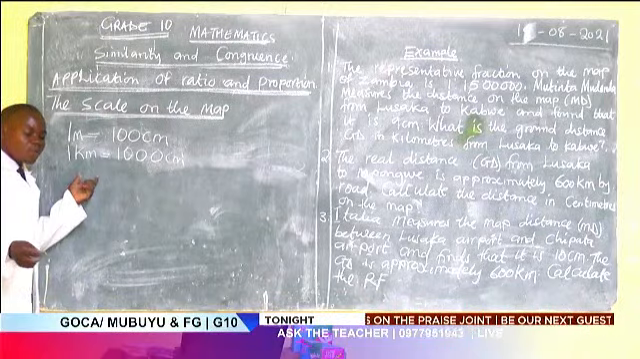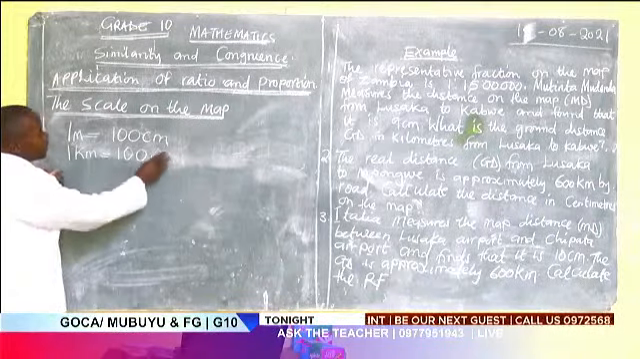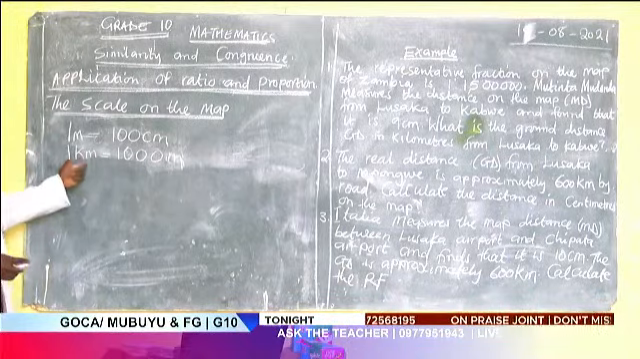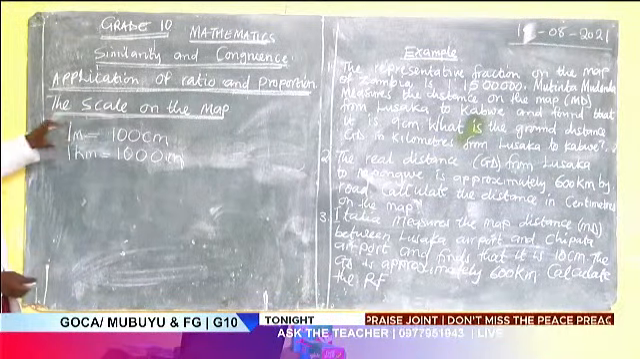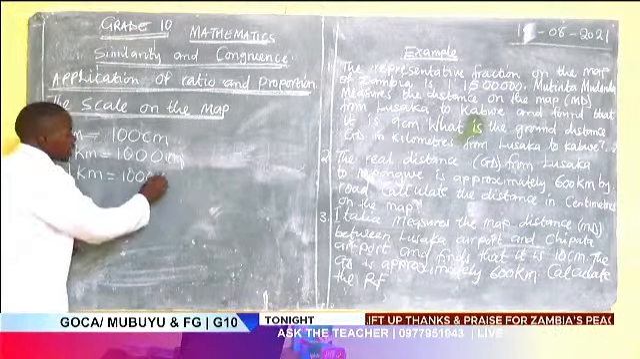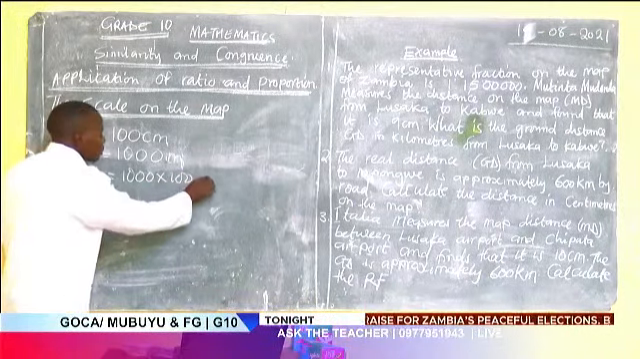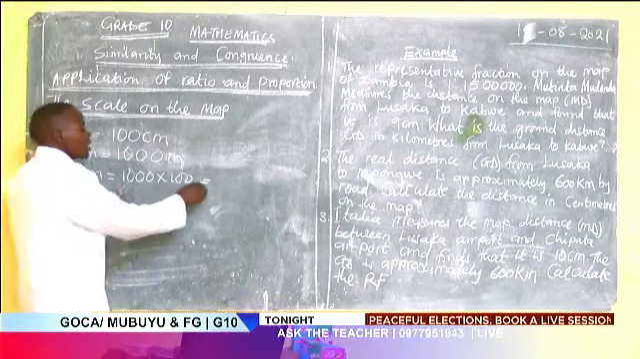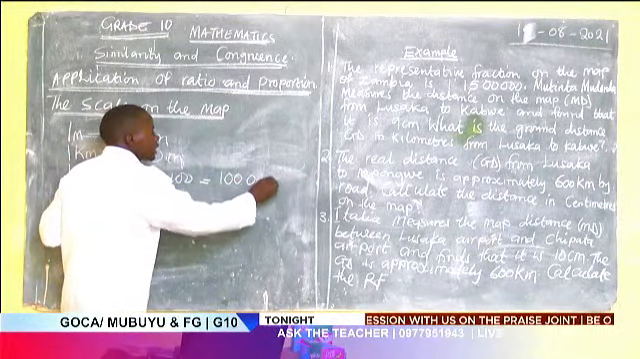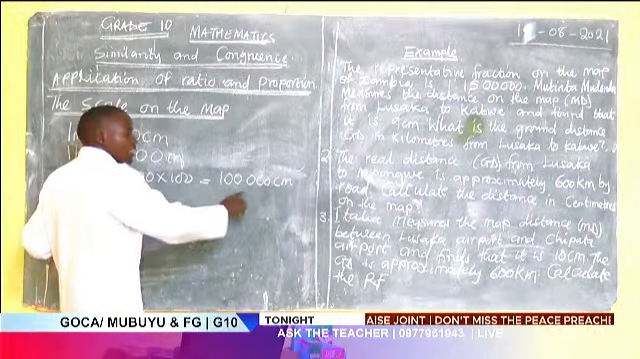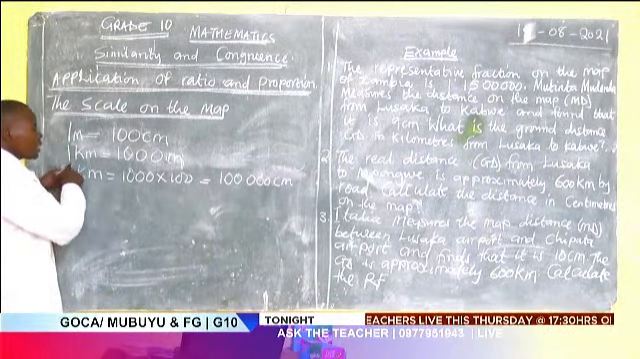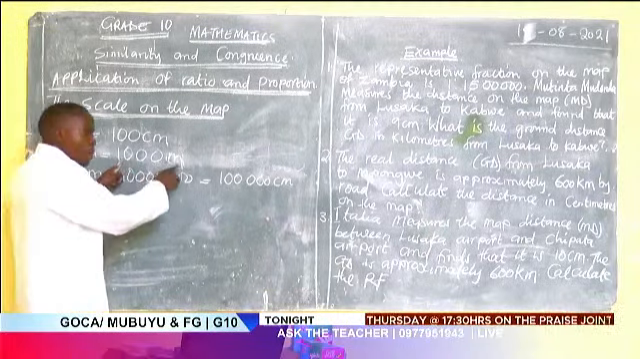So this one here, we say in meters, not kilometers. Therefore, for us to change kilometers to centimeters, 1,000 times 100. What did we get here? 1,000 times 100, we get 100,000 centimeters. While 1 kilometer is equivalent to 1,000 meters.